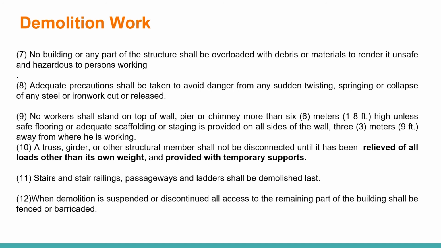Ninth, no worker shall stand on top of a wall, pier, or chimney more than 6 meters high unless safe flooring or adequate scaffolding or staging is provided on all sides of the wall, 3 meters away from where he is working. Tenth, a truss, girder, or any other structural member shall not be disconnected until it has been relieved of all loads other than its own weight and provided with temporary supports. Eleventh, stairs and stair railings, passageways, and ladders shall be demolished last. And last, when demolition is suspended or discontinued, all access to the remaining parts of the building shall be fenced or barricaded.